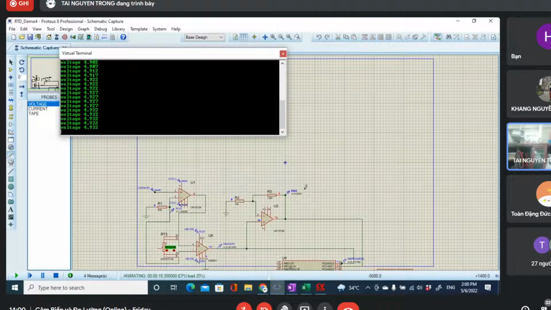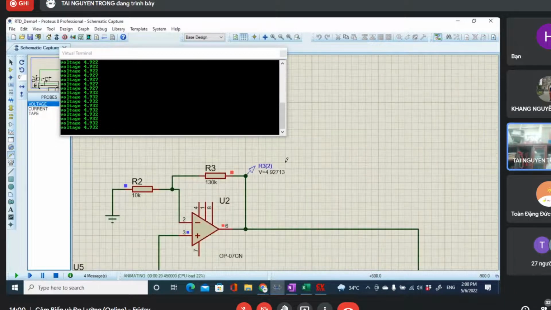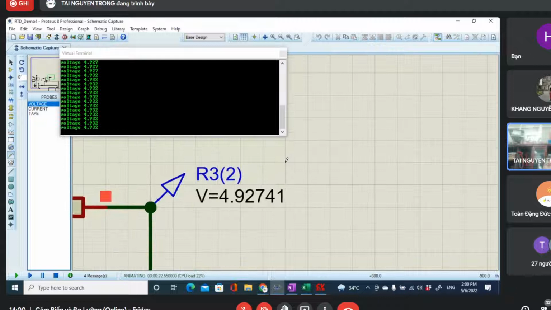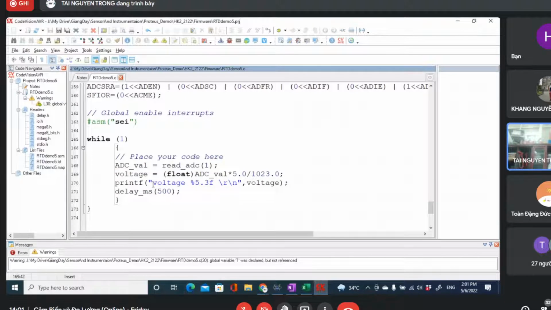Okay. This is the value on the protest, and this one is the value of the IDC that we reach. Okay. And then we will test more IDC.